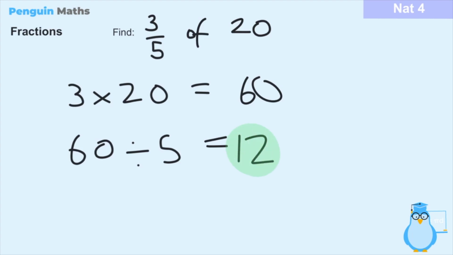But in my personal opinion, it's a lot easier to begin by dividing by the bottom number because we're dealing with smaller numbers in that case. So if we begin dividing 20 by the 5 and then multiplying it by the 3, it's a lot simpler to do this sort of calculation without a calculator. But nevertheless, we always end up with the same answer, and in this case the answer was 12.